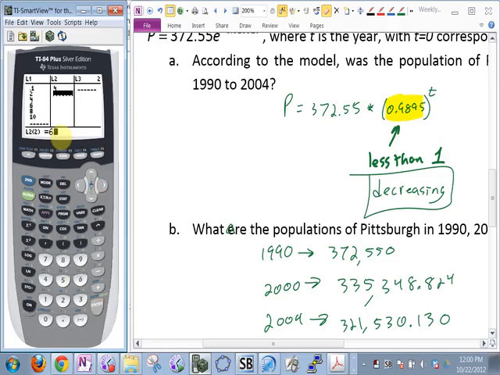4, 6.9, 18, 32.3, 59.1, 118 point, oh golly. There we go.